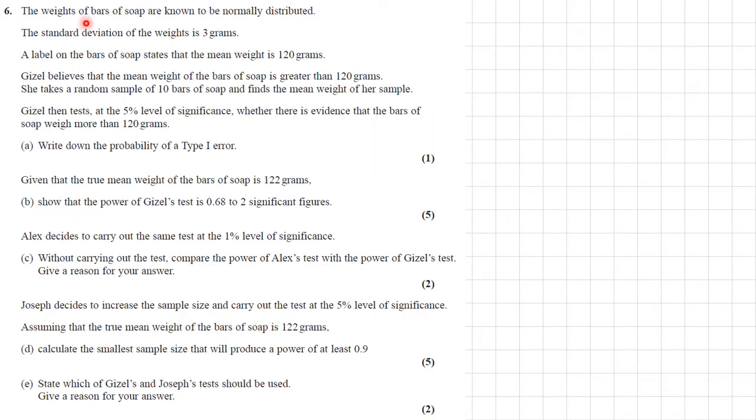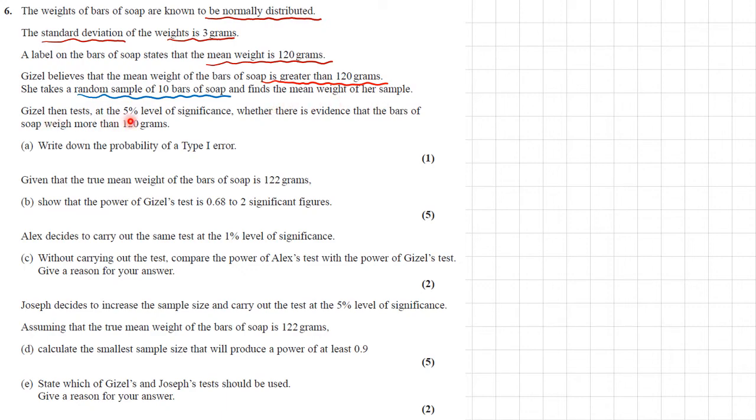Question 6. The weights of bars of soap are known to be normally distributed. The standard deviation of the weights is 3 grams. A label on the bars of soap states that the mean weight is 120 grams. So we've got a few things to highlight here: normally distributed, standard deviation 3 grams, mean weight 120 grams. Giselle believes that the mean weight of the bars of soap is greater than 120 grams. She takes a random sample of 10 bars of soap and finds the mean weight of her sample.